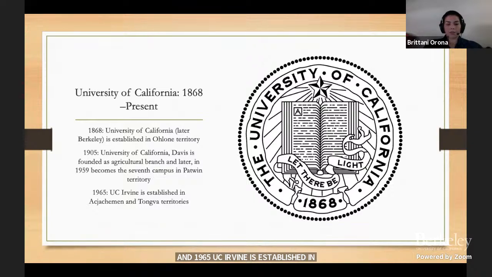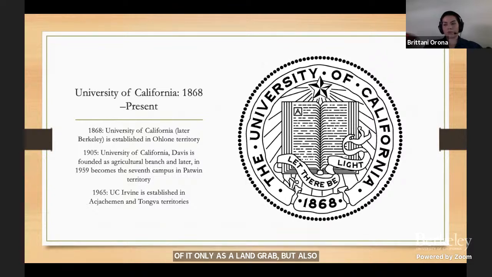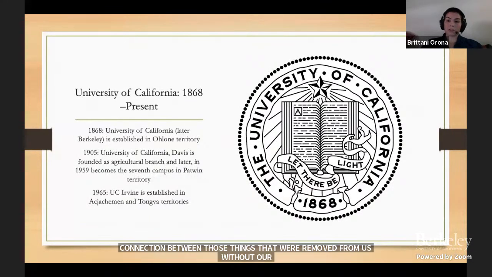And when we're thinking about the Morrill Act, I think we should not only think of it as a land grab, but also of these policies within the university towards our cultural heritage. There was a really great question about the connection between NAGPRA and the holdings that universities have of our ancestors, our items of cultural patrimony, our funerary and non-funerary objects. I think there's absolutely a connection between those things that were removed from us without our consent, our ancestors that were removed from us without our consent, and those holdings that still exist within the UC system.